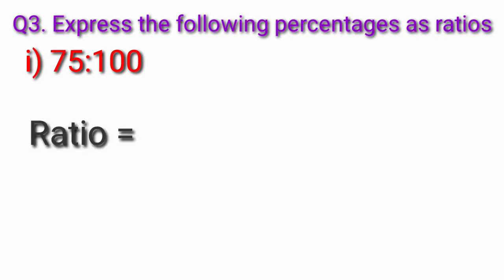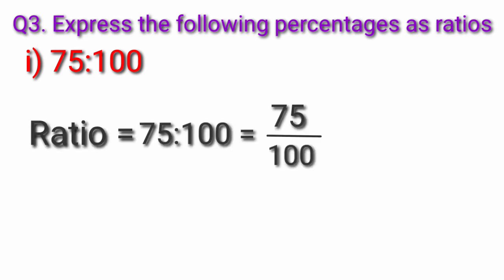Question 3. Express the following percentages as ratios. First, 75 is to 100. So its ratio is equal to 75 is to 100, which is 75 upon 100. Both these numbers can be divided by 25. 25 3s are 75 and 25 4s are 100. So it is equal to 3 upon 4. Its ratio is 3 is to 4.